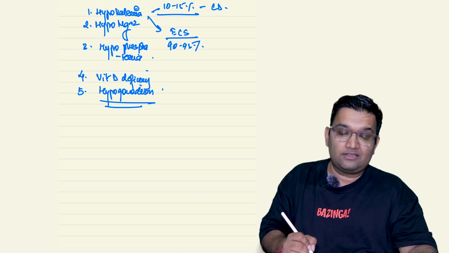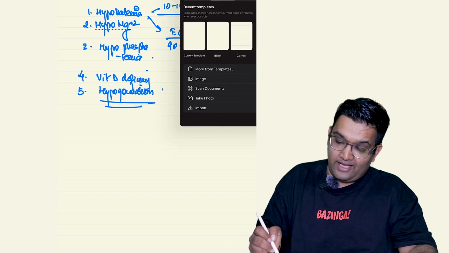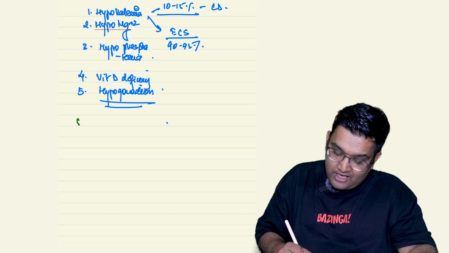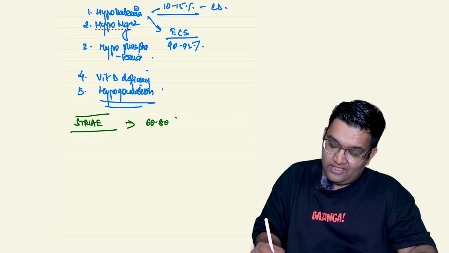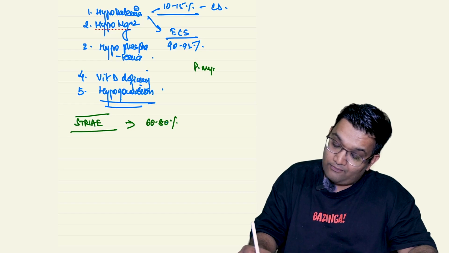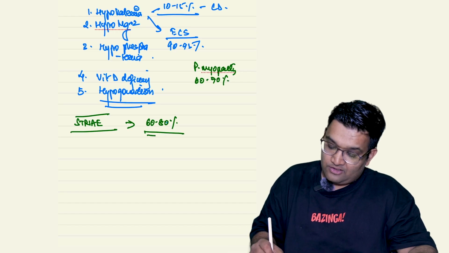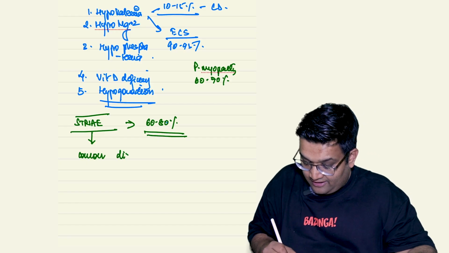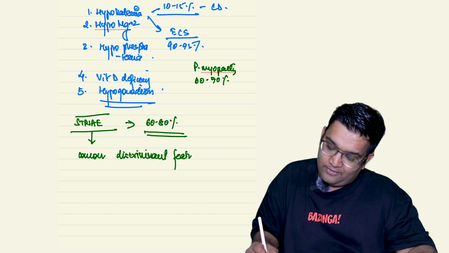Alright, so these things will cause proximal myopathy. So what else can occur? What else can occur is there can be striae. Striae are present in 60 to 80% of the cases. Proximal myopathy is also seen in around 60 to 70% of the cases. Striae are a common discriminant feature. We'll get to what a discriminant feature is.